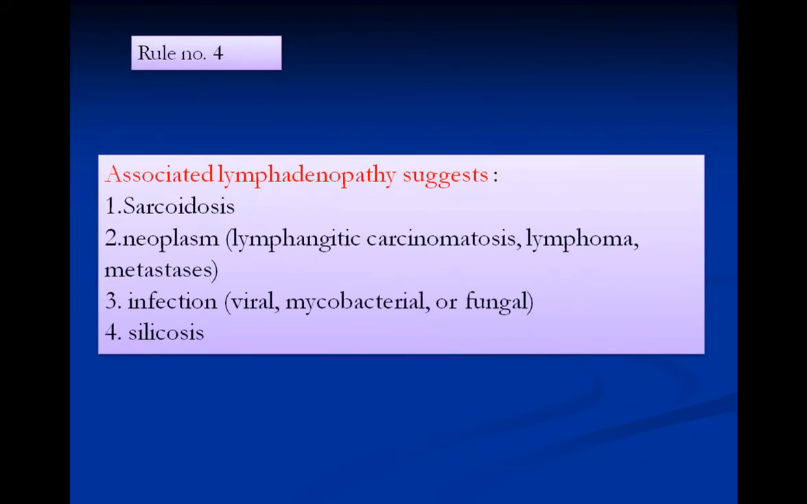Rule number 4: if these patterns, like the reticular linear patterns, are associated with lymphadenopathy along with interstitial lung changes, we have to suspect sarcoidosis, neoplasms like lymphangitic carcinomatosis, lymphoma, metastasis, infections with viral, microbial, or fungal agents, and silicosis.